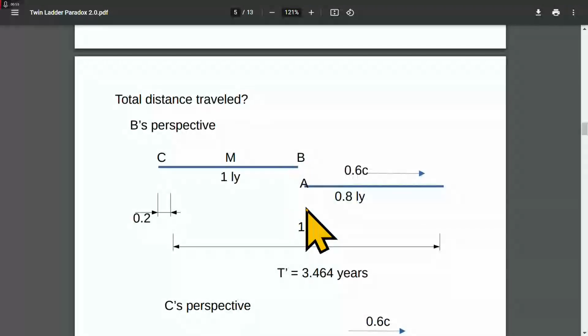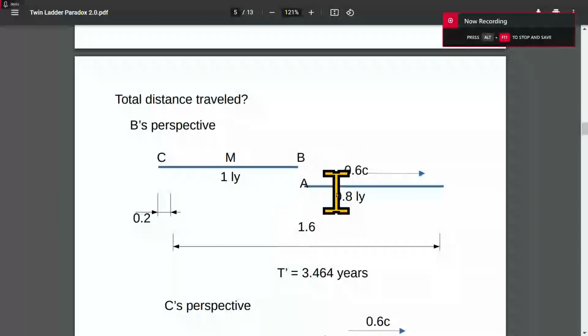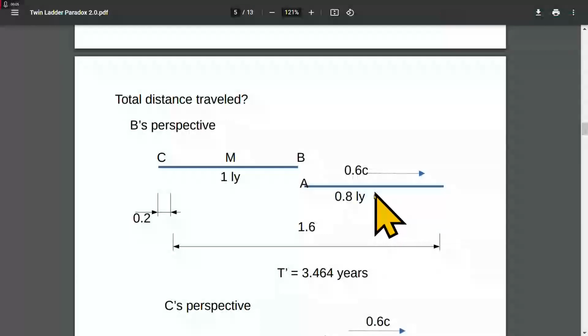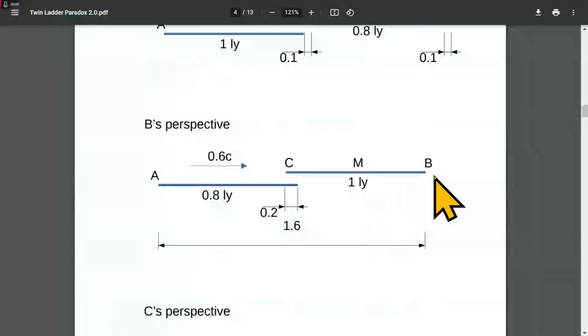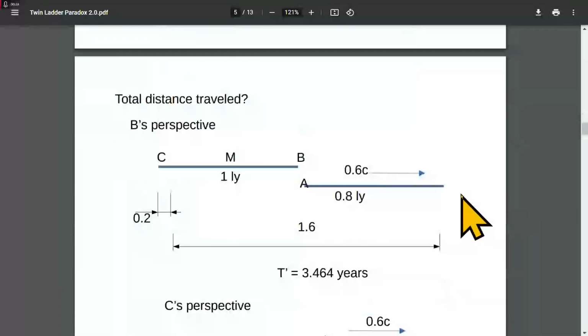Okay, so first we'll look at B's perspective. This is what B will see. B will see itself touching A. Now, how far would B have traveled from its own perspective? Well, we know from earlier that this distance is 1.6 light years from B's perspective. Remember, that 2 light years has contracted to 1.6. So B, from his perspective, only travels for 1.6 light years. Again, you could also say B is stationary and A is traveling, but it's the same thing. It will still travel for 1.6 light years. So this journey is 1.6 light years.